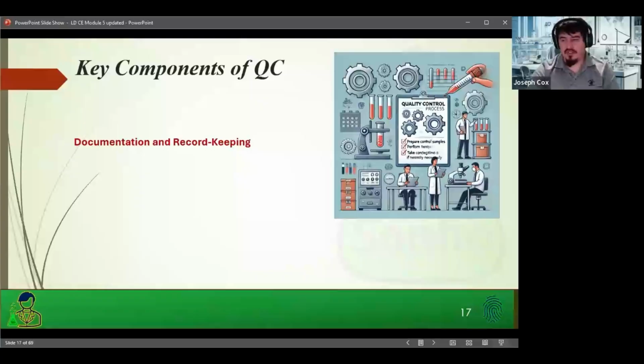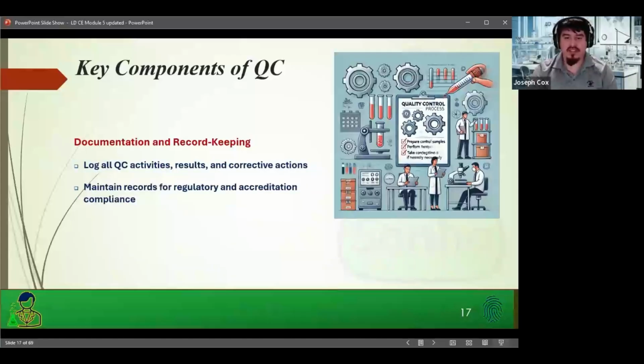Documentation and record keeping. Log all QC activities, results, and corrective actions. Maintain these records for regulatory and accreditation compliance. So part of a good QA program is to check your Levey-Jennings weekly. Usually we have a checkbox on your maintenance log or your performance sheet to show that you've been monitoring that. But the technician should be looking at the QC every day, signing off on it, and putting it into a binder. It needs to pass on that day.